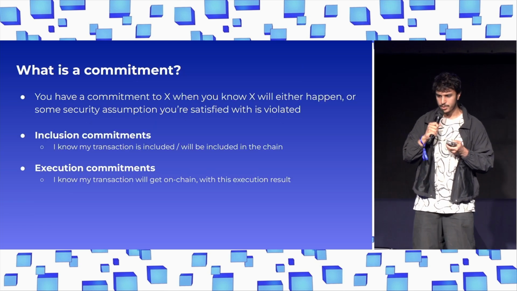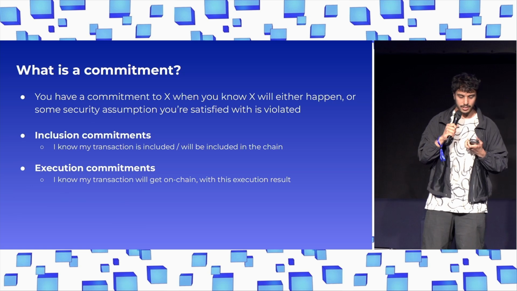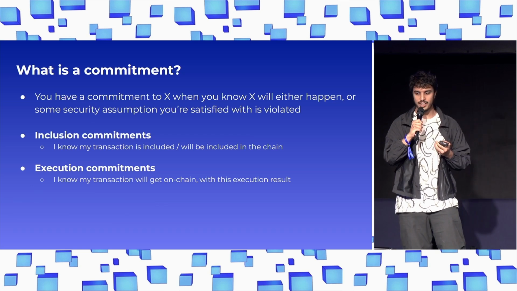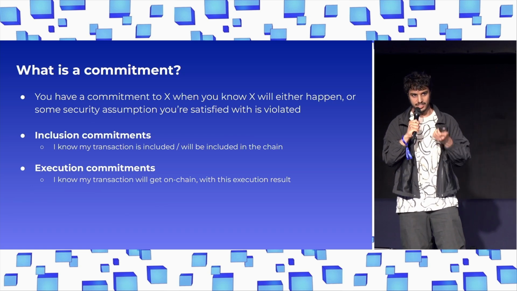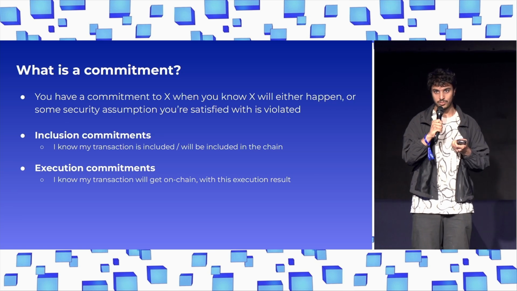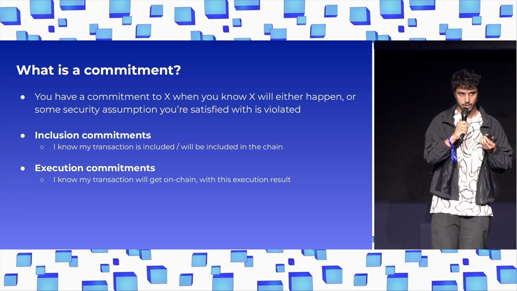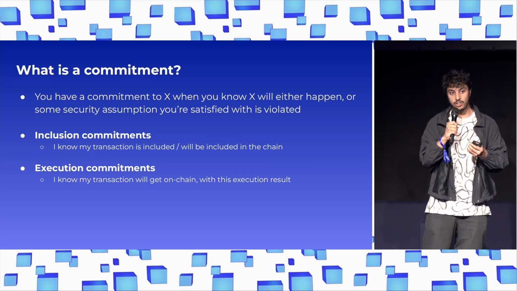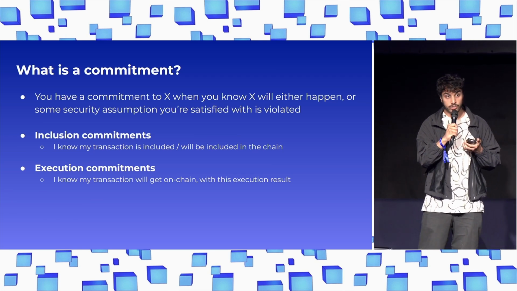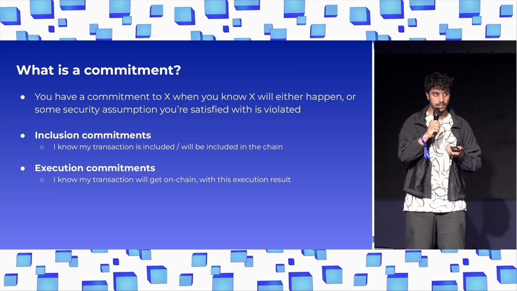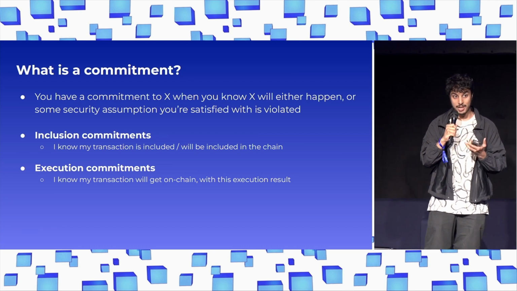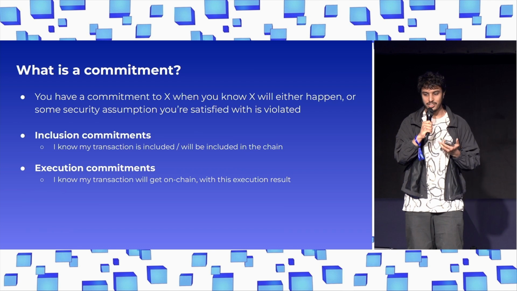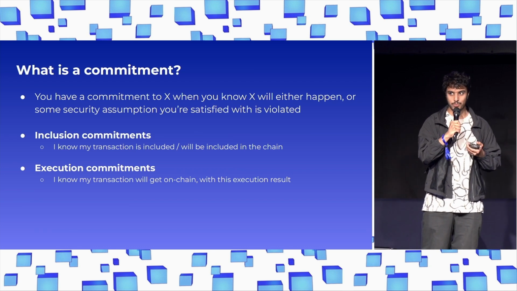So what's a commitment? Well, I've committed to something when I think that either the thing will happen or some security assumption is violated. For consensus, we're concerned mostly with two things. Inclusion commitments: I know my transaction will be included on chain. This is sufficient for many things like limit order placements or just payments. You only need inclusion. Your execution guarantee is pretty simple.